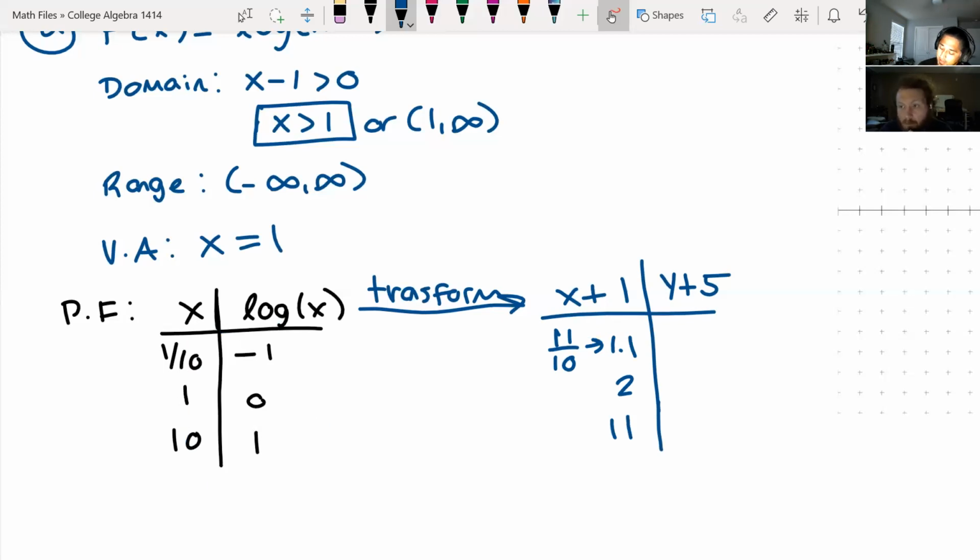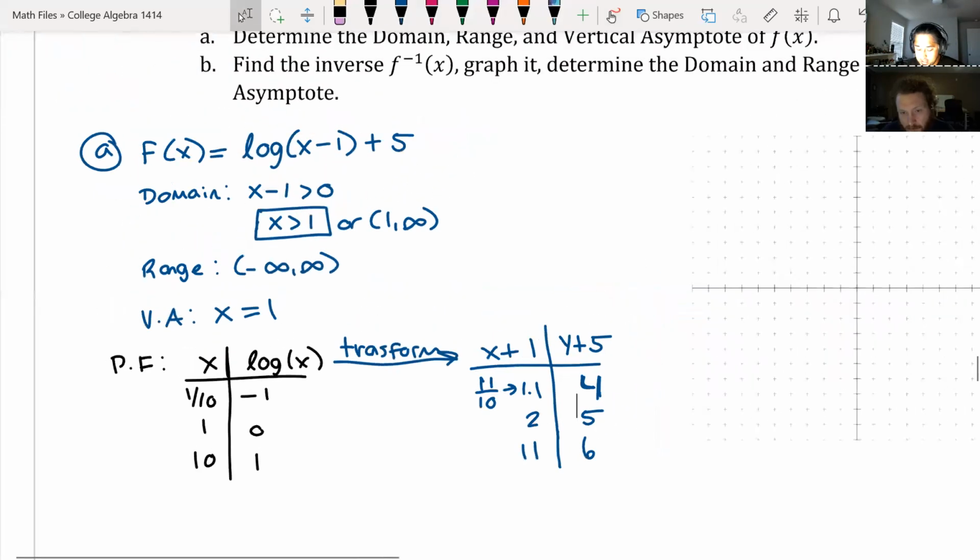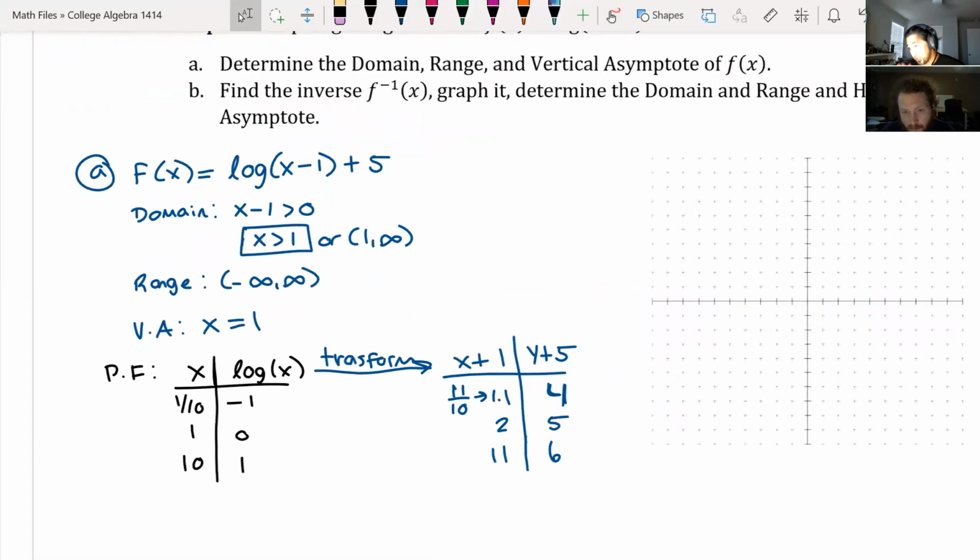So -1 plus 5 gives me, not -4, sorry, I did the same thing. It's 4. Just 4. Okay. 4, 5, and 6. So let's go ahead and graph the first function.